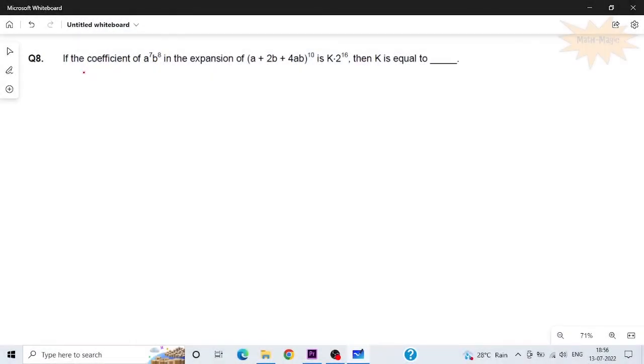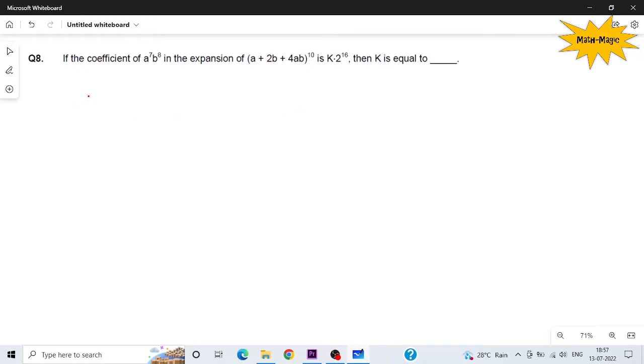Hi friends, let's solve this problem. If the coefficient of a raised to 7 b raised to 8 in the expansion of (a + 2b + 4ab) the whole raised to 10 is k into 2 raised to 16, then k is equal to?